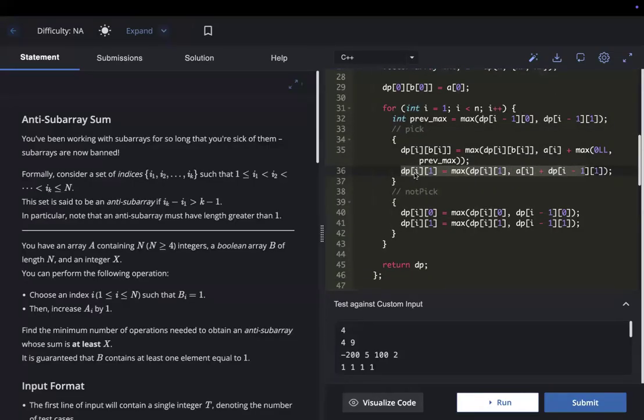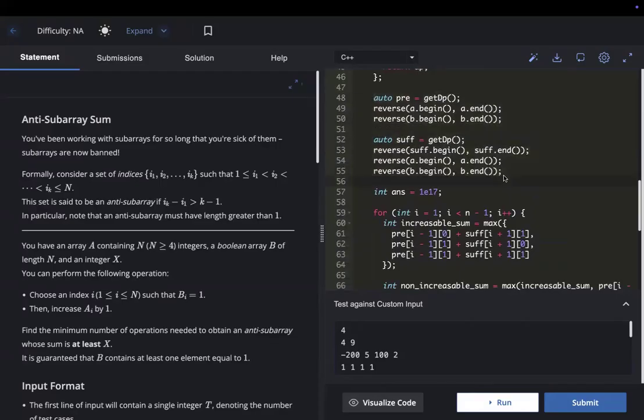Next, DP of I 1 is about the case where you want to keep track of the maximum sum you can obtain if you are having at least one guy with Bi equal to 1 right now. So that will look like this. In case of not pick, you don't really do any changes. You just update the values simply.